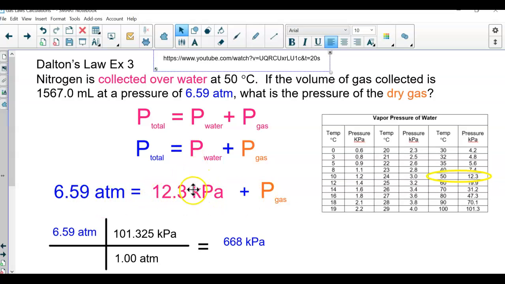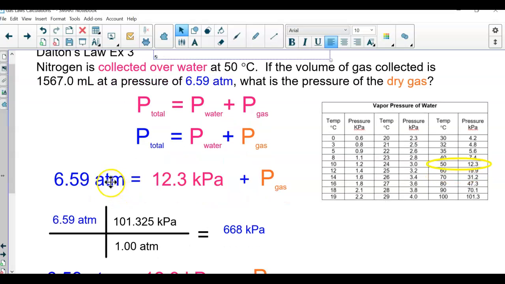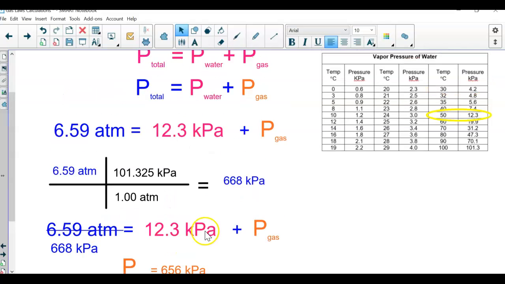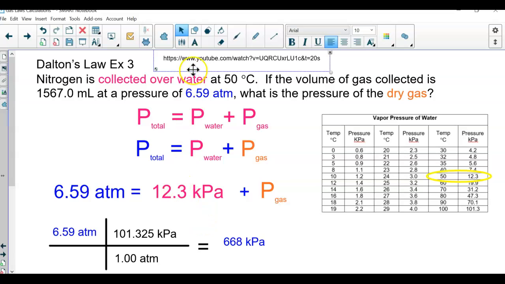Remember, I cannot do any math if I don't have like units of pressure. So I had to convert my atm into kPa. I put it in its place. This is just a conversion factor. And then I subtracted 12.3 kPa from 668 kPa, and I get 656 kPa. If you are doing this problem, this may need to be adjusted to 6.59.